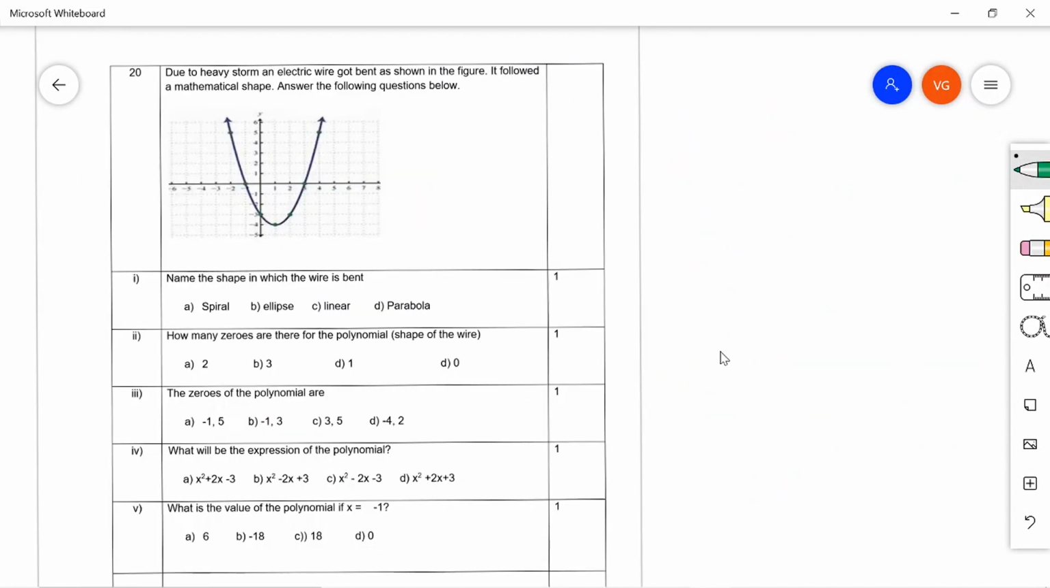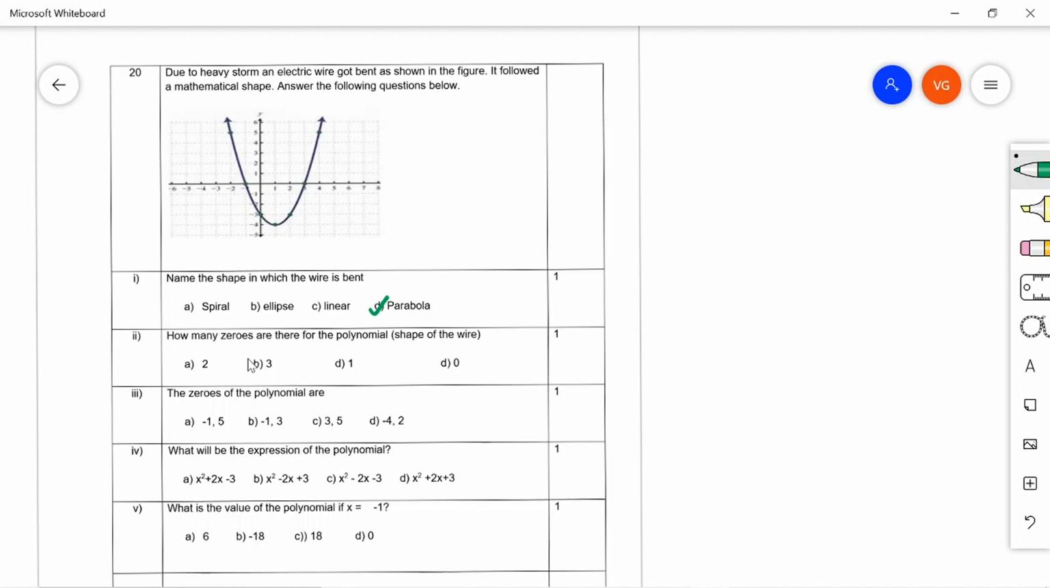Question number 20. This is the last question in section A. Due to a heavy storm, an electric wire got bent as shown in the figure. It followed a mathematical shape, and answer the following questions below. The first question is, name the shape in which the wire is bent. So obviously this is a parabola. So select option D, parabola here. This is based on the polynomials chapter.